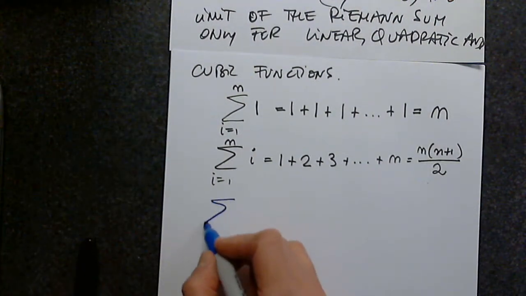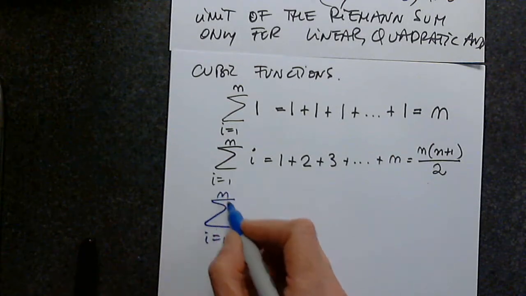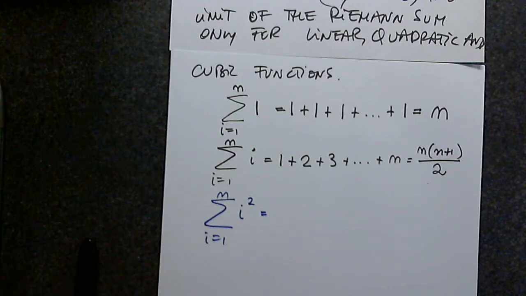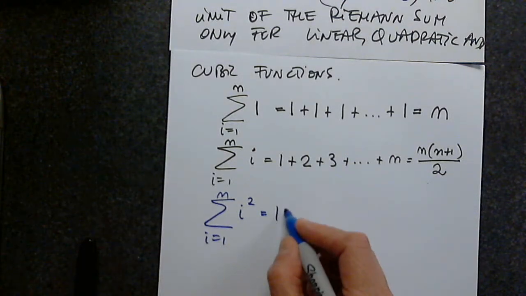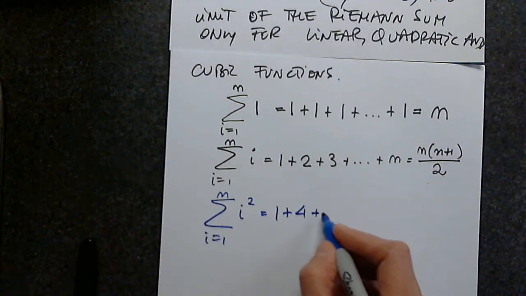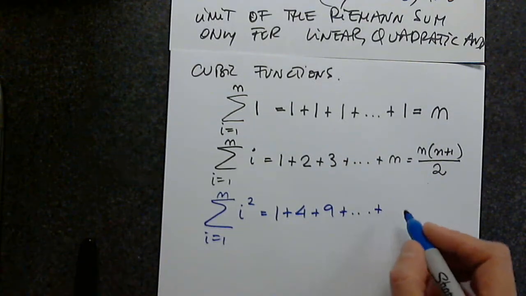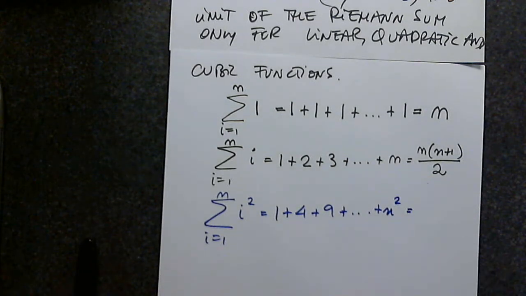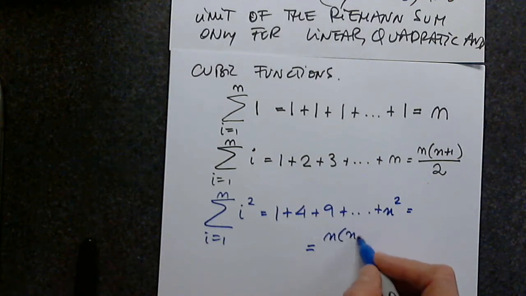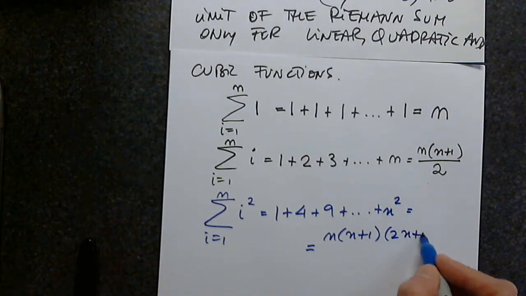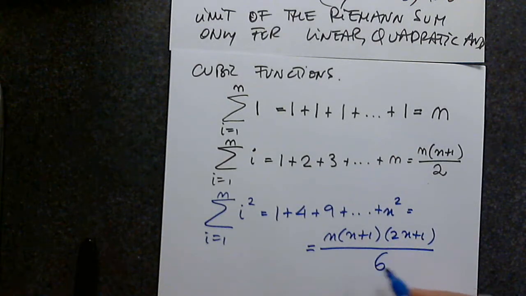So now the sum from i equals 1 through n of i squared. What do you think this equals? 1 plus 4 plus 9 plus dot dot dot plus n squared. We have to remember this one too: n times (n plus 1) times (2n plus 1) divided by 6.